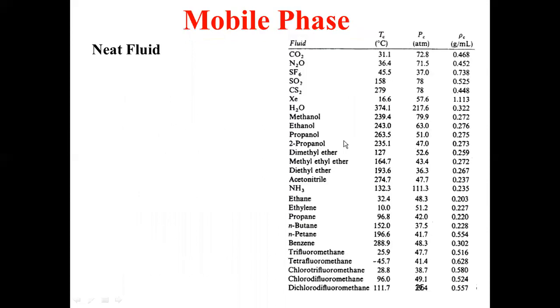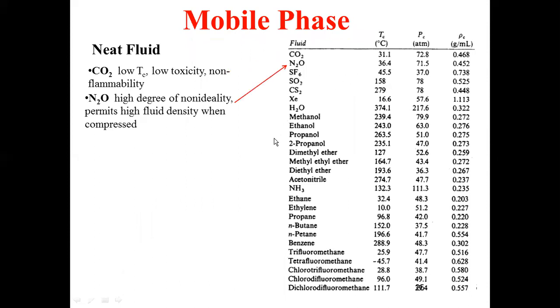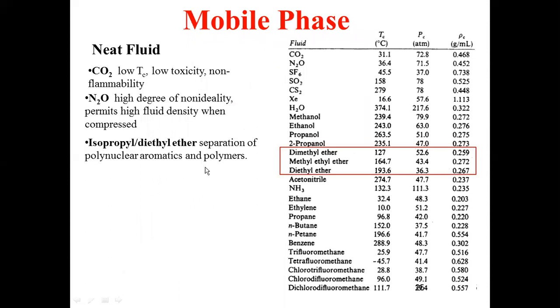You can see here the tabulated form of plenty of supercritical fluids, with their critical temperature, critical pressure, and the density at the critical temperature and pressure. So as I told you, carbon dioxide has a very low critical pressure, and it also has the advantage of low toxicity and non-inflammability, as you can see here. And nitrous oxide is also comparable with carbon dioxide. Isopropyl diethyl ether can be used for the separation of polynuclear aromatics and polymers, and along with them dimethyl ether, methyl ethyl ether, and diethyl ether.